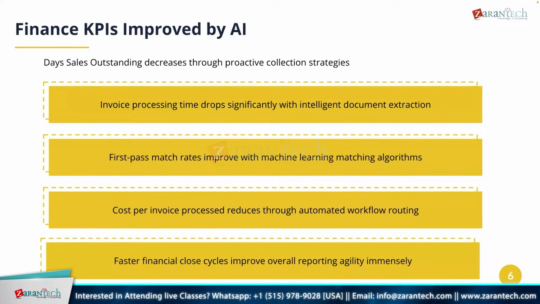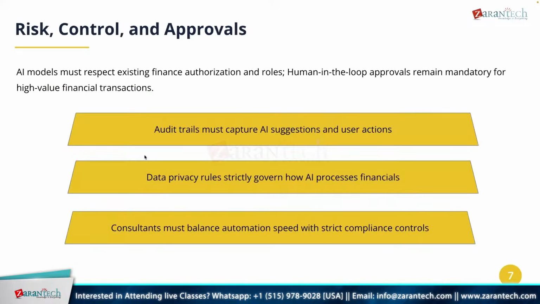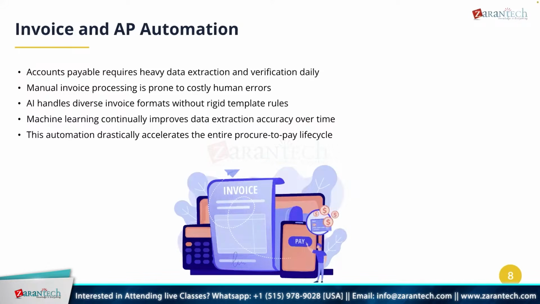Here, finance KPIs will be there, such as invoice processing, machine learning matching algorithms, or cost per invoice processed, which reduces through automated workflows. A lot of KPIs will help you with proactive collection strategies and risk control approvals also. There are many things like audit rights, data privacy rules, and automation speeds with compliance controls added to this.